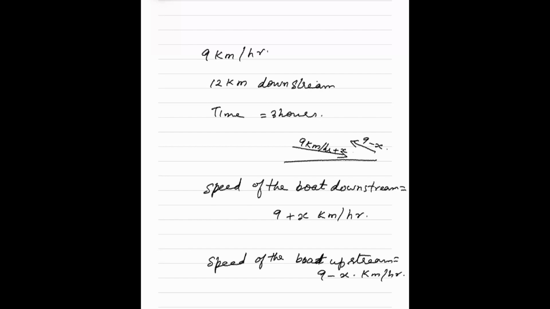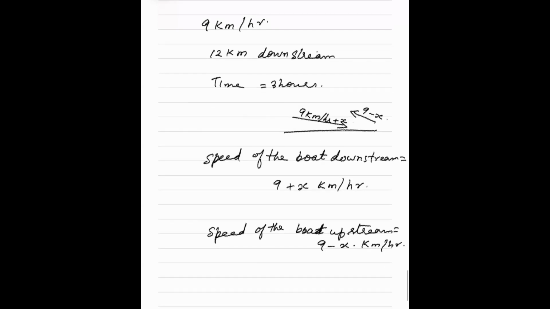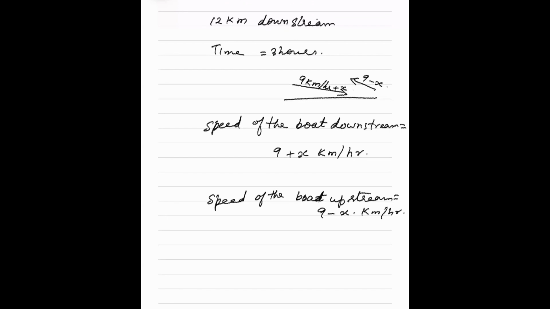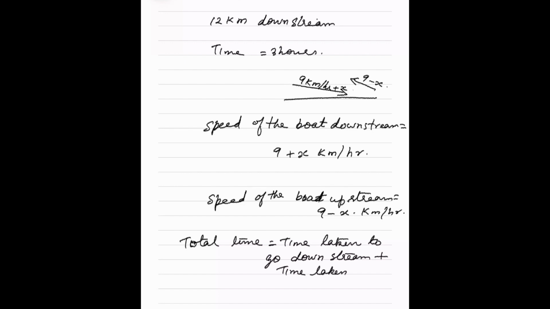Now, what is both traveling up and down? It takes 3 hours. Total time of the journey is 3 hours. So how do you write this? So the time taken, total time means time taken to go downstream plus time taken to travel upstream.